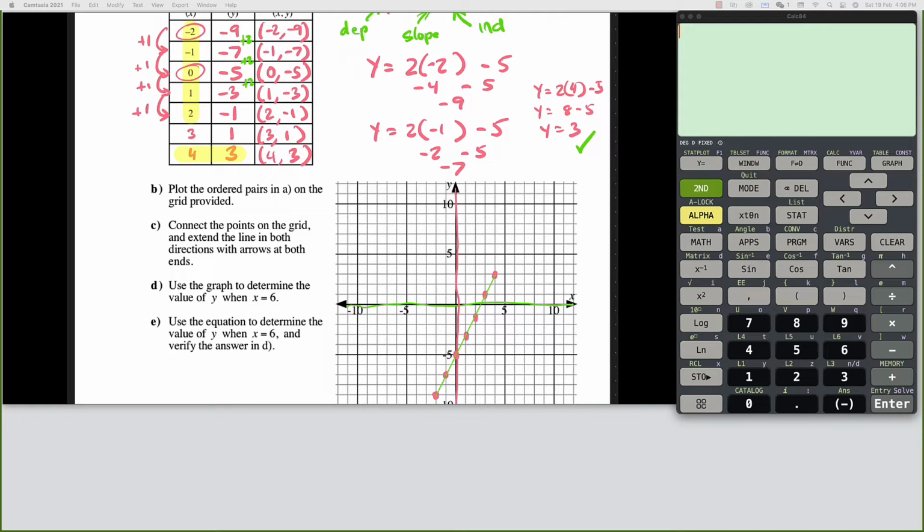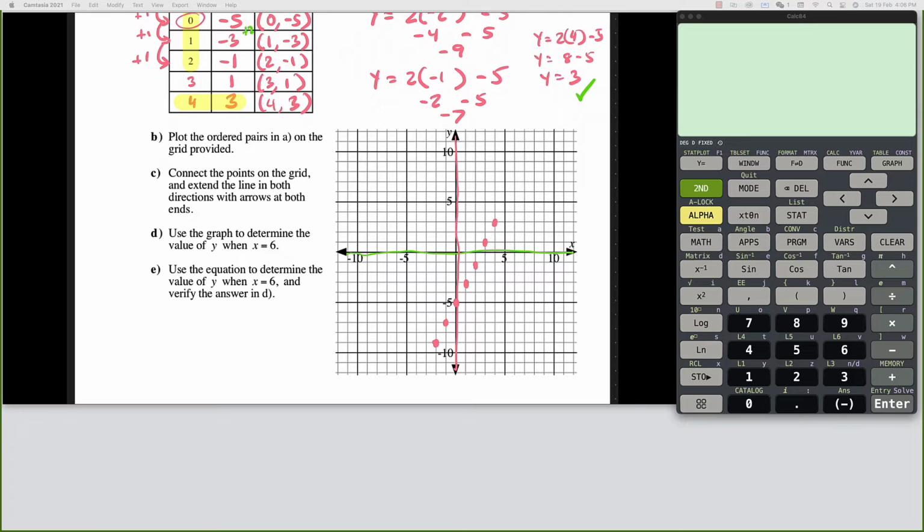Now it says connect the points on the grid and extend the line in both directions with arrows. So why are they asking us to do that? Well, because it basically means that this is a line that goes through all those points, and it will continue to go in both directions forever and ever, as long as there are no constraints on any of the input and output values. Okay, use the graph to determine the value of y when x is 6.